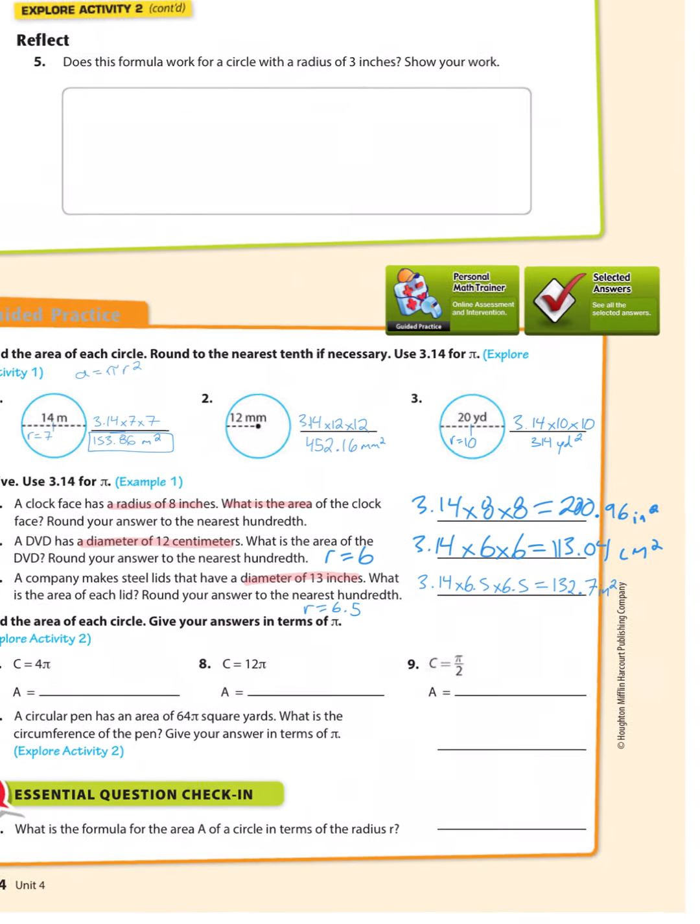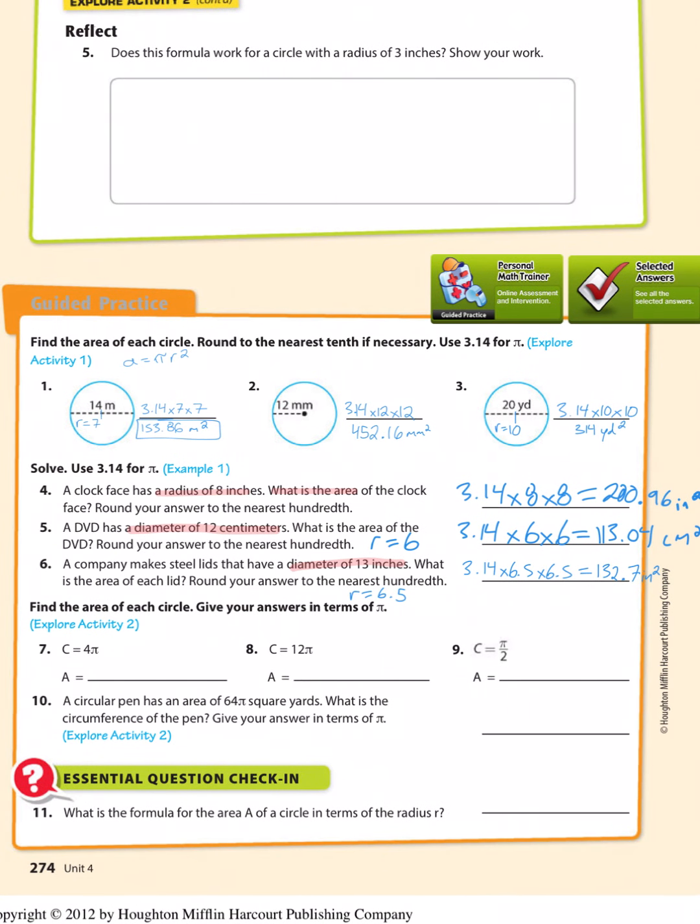All right, guys, that's it for your notes today. Hopefully you got the takeaway that area is pi r squared, and you are ready to practice it with your IXL now.